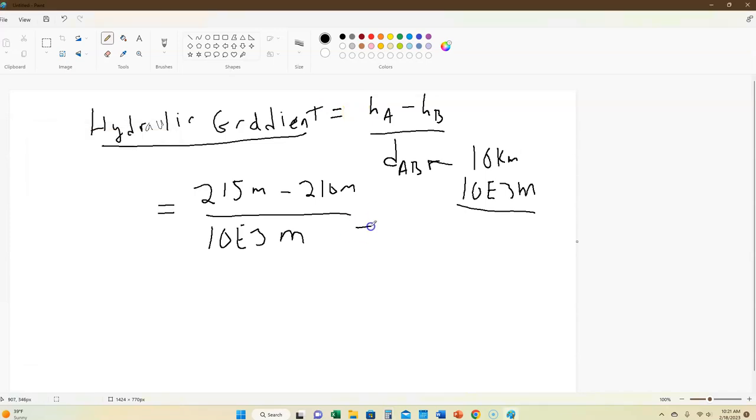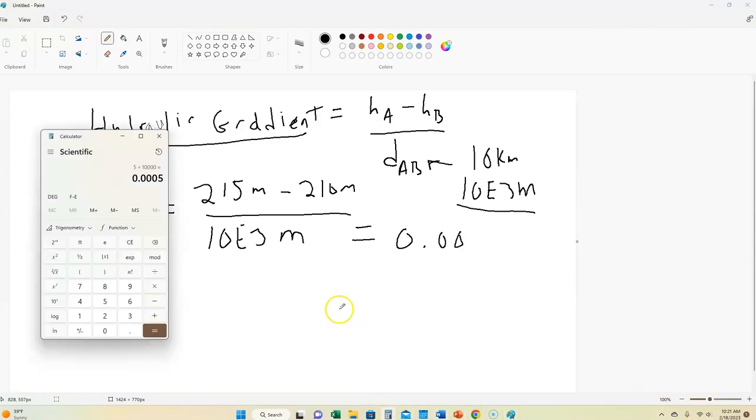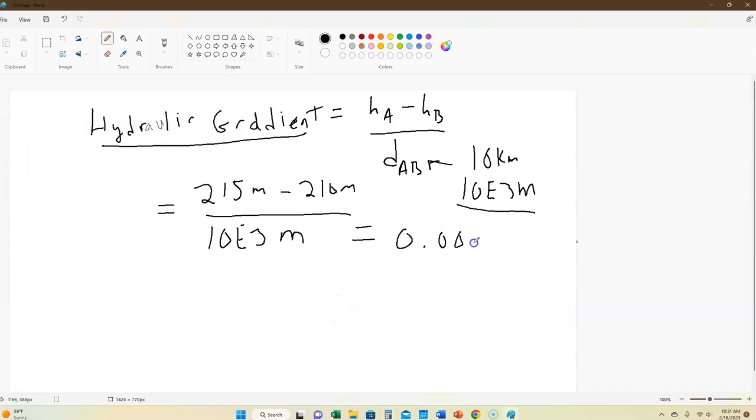Right, so this is equal to 0.00. Let's see how many. I lost my calculator. So 0.0005. All right, 0.0005. Right, so that's the hydraulic gradient. So you'd put that in for the number.